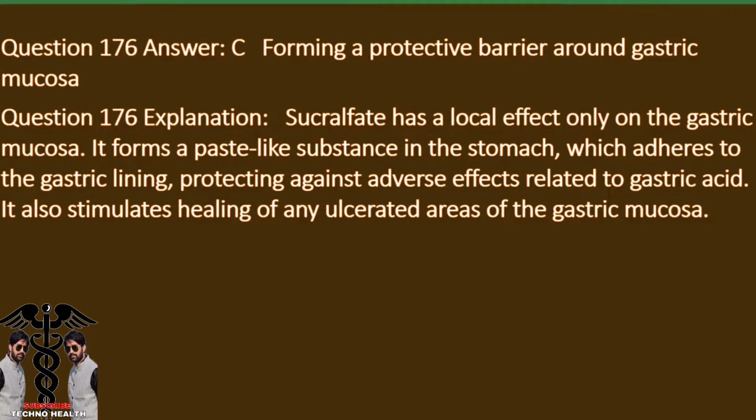Question 176. Answer: C. forming a protective barrier around gastric mucosa. Explanation: sucralfate has a local effect only on the gastric mucosa. It forms a paste-like substance in the stomach, which adheres to the gastric lining, protecting against adverse effects related to gastric acid. It also stimulates healing of any ulcerated areas of the gastric mucosa.